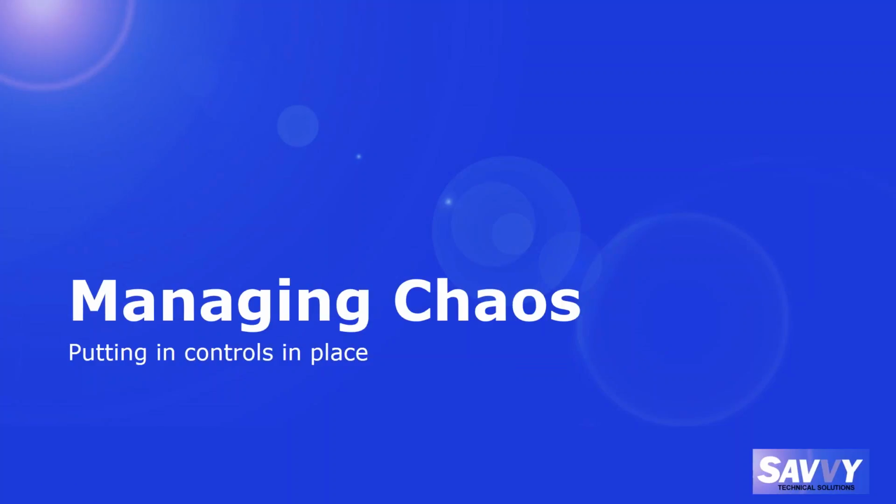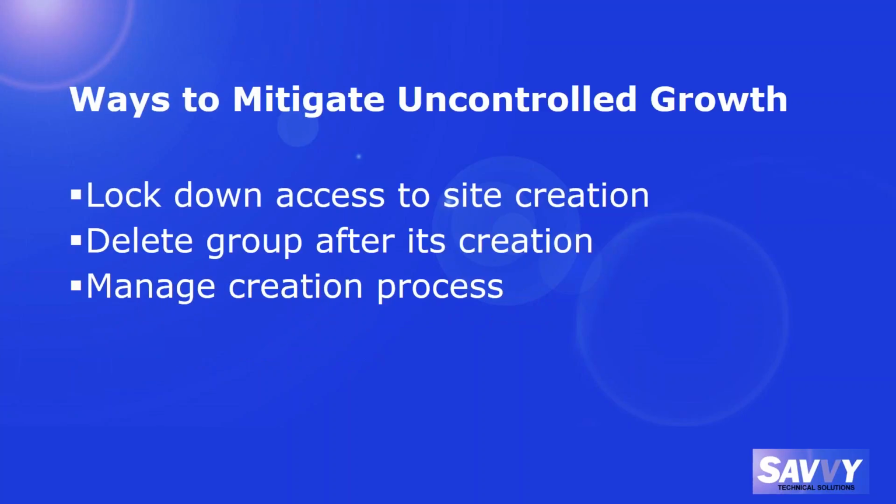All right, so when we talk about managing chaos, the last thing I want to talk about is putting controls in place to manage this sort of ability for anybody, if they want, to just go and create a group, especially when you don't necessarily have a lot of visibility into what's being created, or deciding who gets to do this or not. So I want to talk a little bit about ways to manage it so you just don't have completely unbridled growth within your tenant.